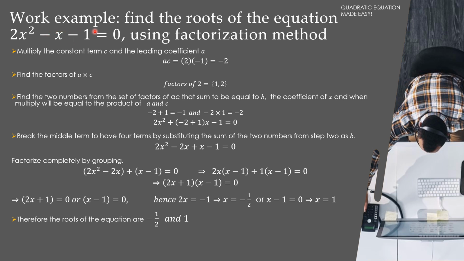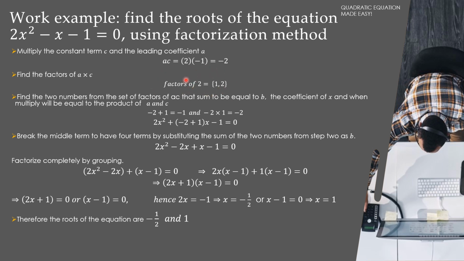Let's work on this particular example. We should find the roots of the equation 2x squared minus x minus 1 equal to 0 using the factorization method. First, let's locate our constant term, which is negative 1, and the coefficient of the leading term, which is 2. So ac will be 2 times negative 1, and the result will be negative 2. Neglecting the sign, we find the factors of 2, which are 1 and 2.